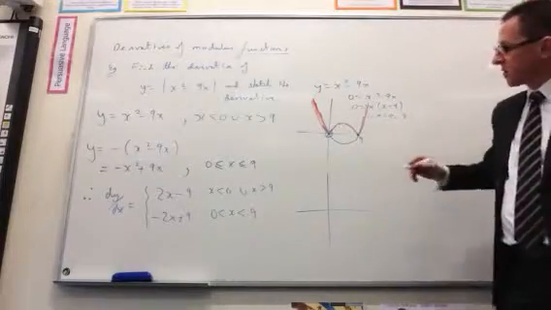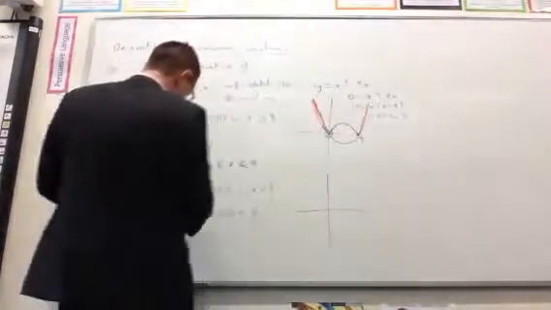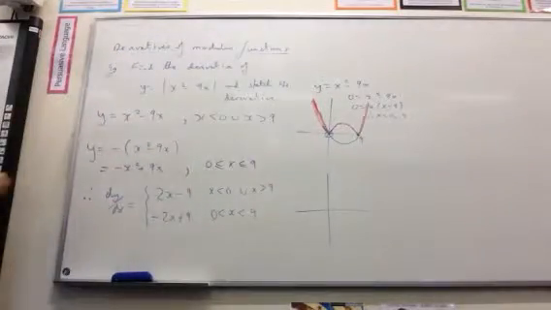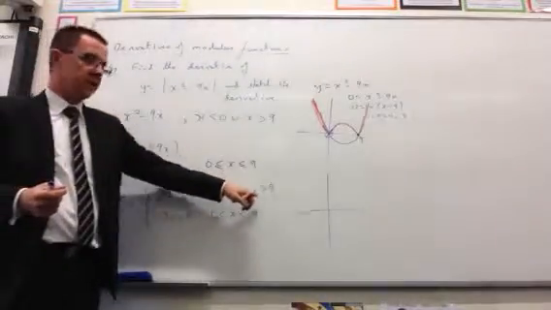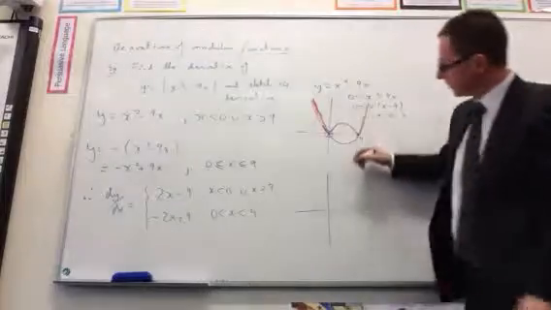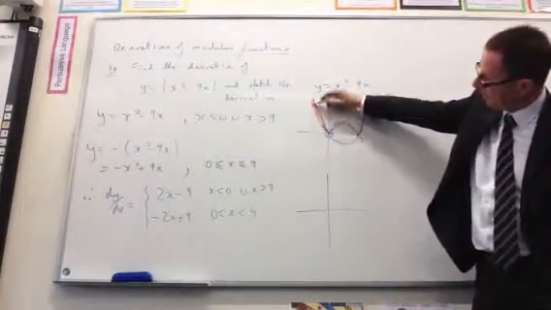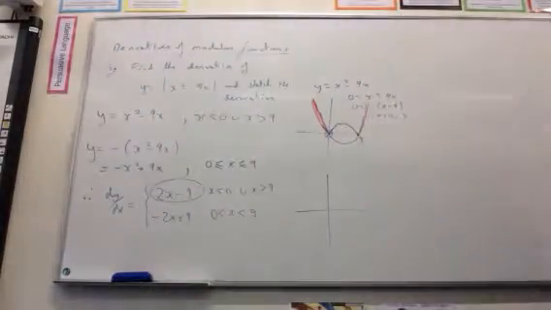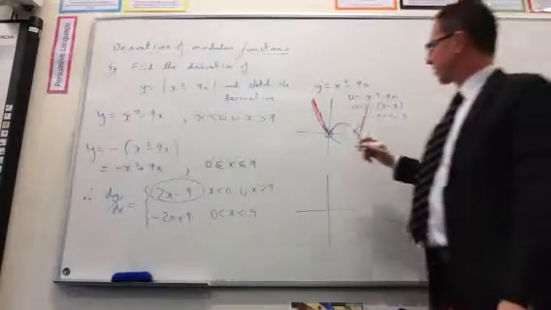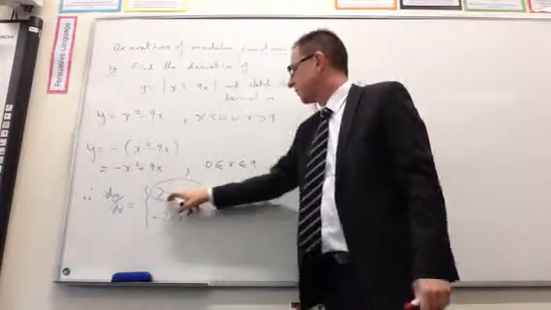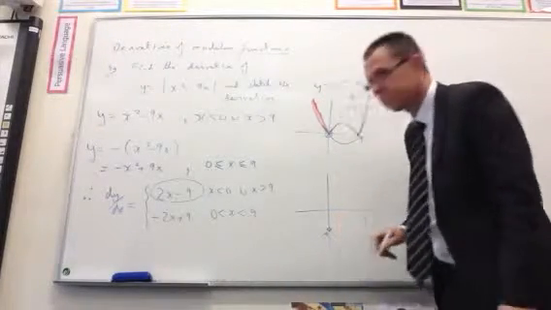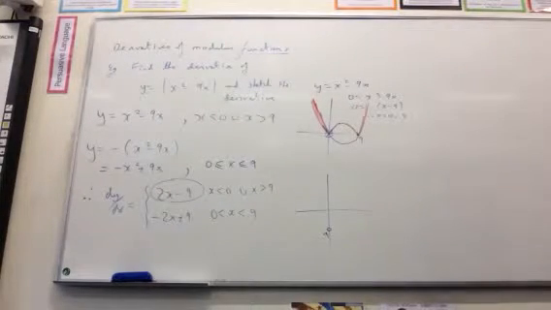So when I'm drawing this, I'm going to draw 2x minus 9, which is a straight line, for x is less than 0 and x is bigger than 9. So that curve there now has to be represented by a straight line. So we'll go to 0. When x is 0, that gives you minus 9. So we're down here at minus 9. Yep. When x is 0, minus 9.